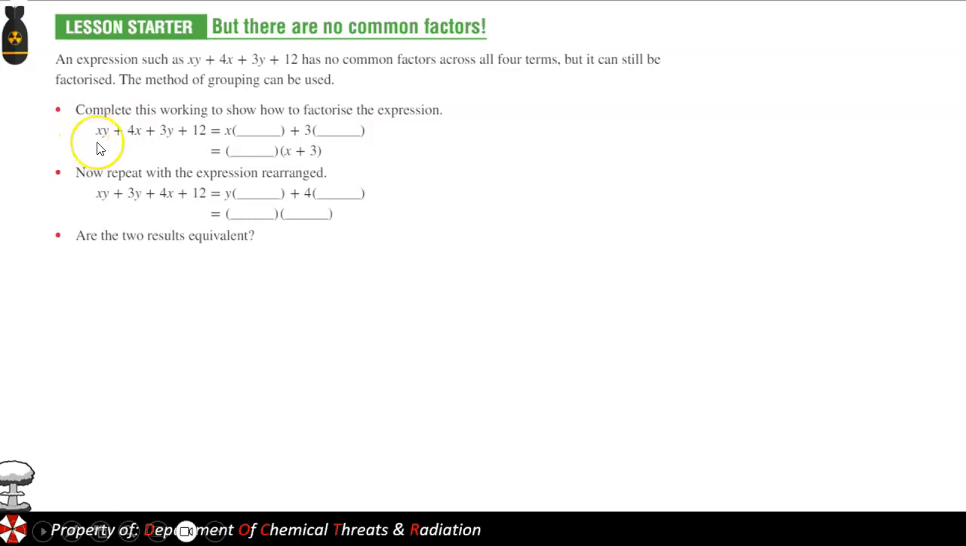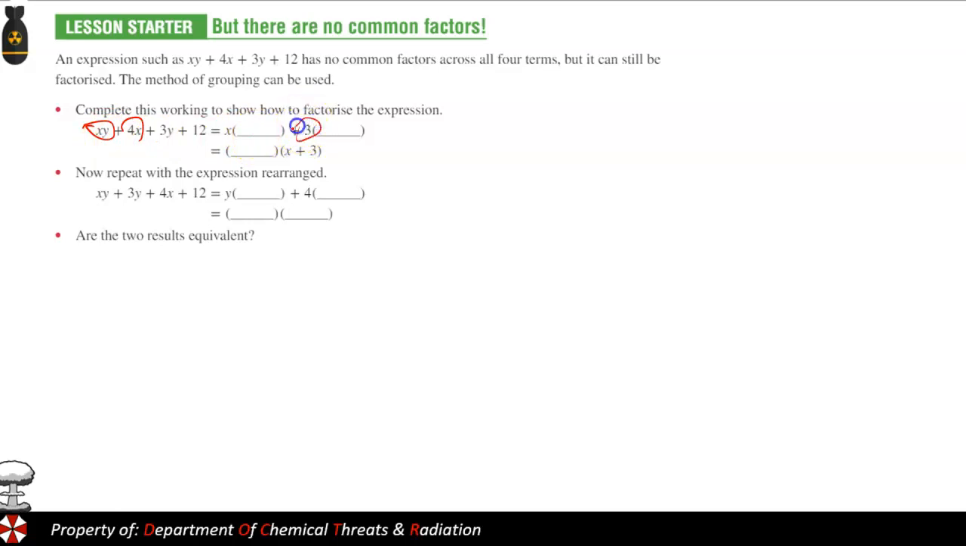So here I've got my xy original expression, and they've broken it up for you. They've said, all right, pull out x as a factor here. What's going to be left? So look at everything that's got x's, and if I take the x out, what am I left with?